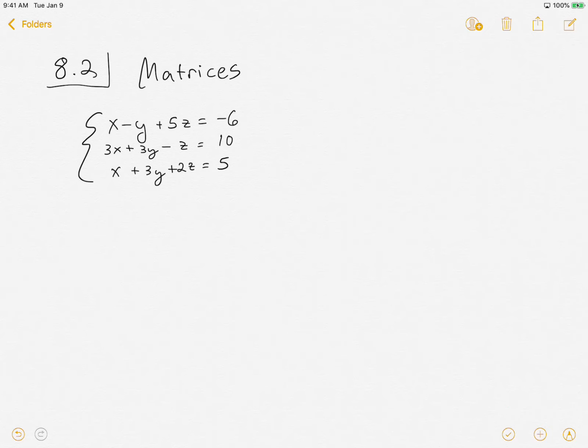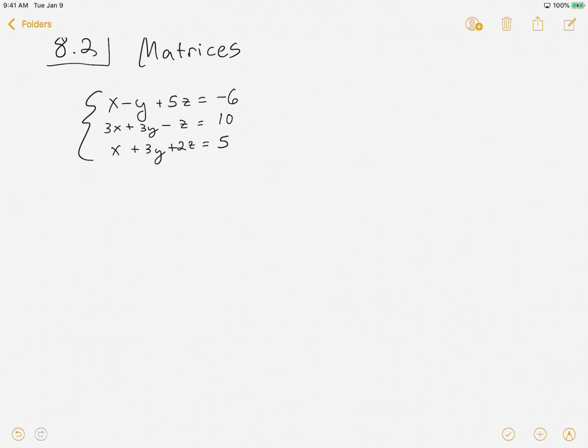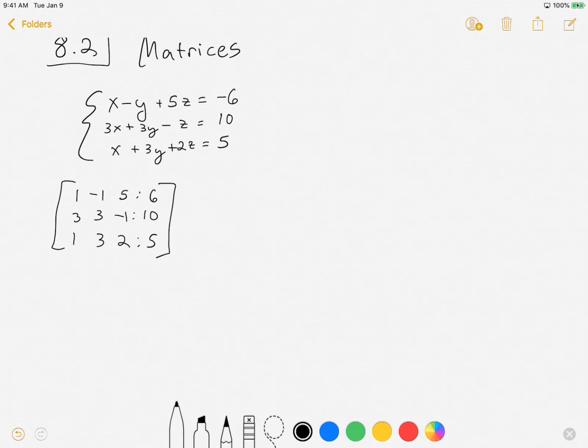Moving on, we're going to do solving systems using matrices, and we're going to move up to a 3-equation system. Again, the very first step for using matrices when we're solving these is to put it into a matrix. Okay, so let me give you some direction here.